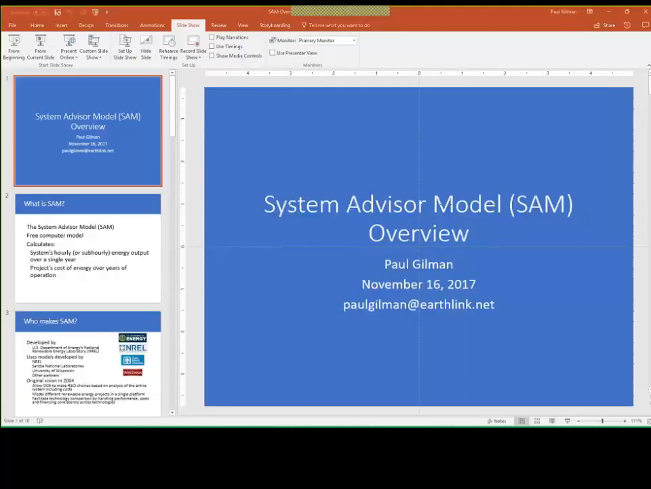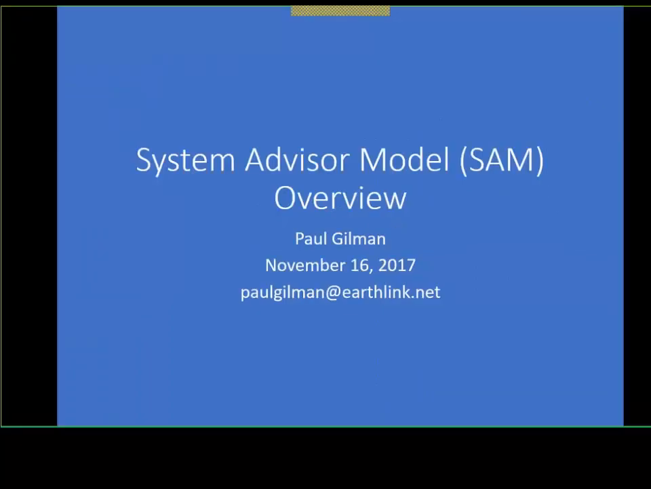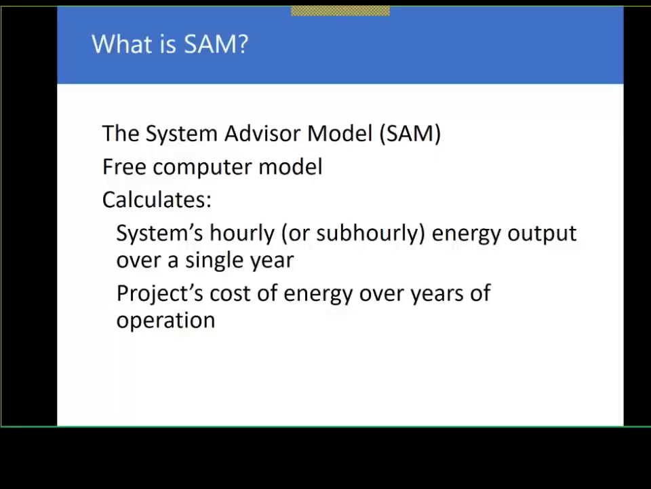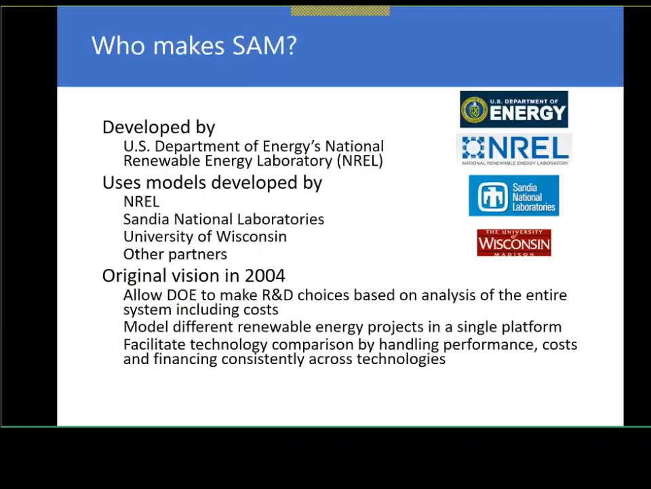Next, I want to show you some slides that give you a little context for SAM. SAM is free software, and what it most fundamentally does is it calculates a system's hourly or sub-hourly energy output over a single year, and then based on that it can calculate a total annual electricity production number, and that number goes into a cash flow model along with the costs and other assumptions, so that it can calculate the cost of energy over many years of operation.